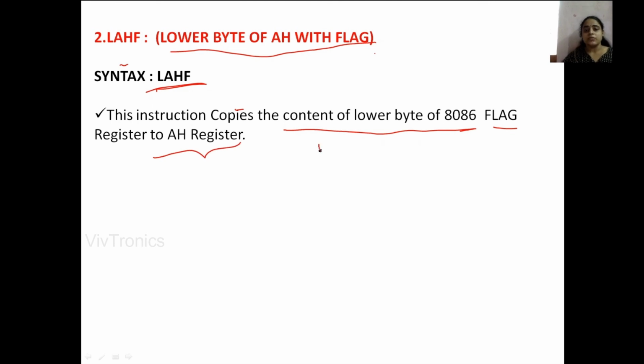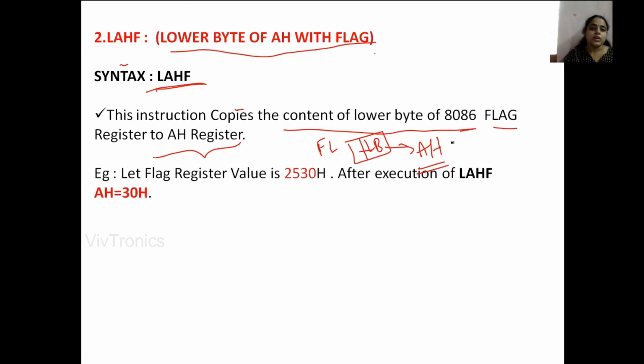That means the flag register has a lower byte and higher byte. The lower byte of flag register, the last 8 bits of flag register, are copied into AH register. Okay, some sort of data movement. So if the flag register value is 2530H, after execution of LAHF, AH is copied with the last byte, that means 30.